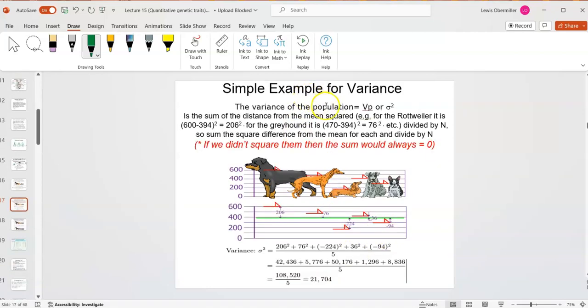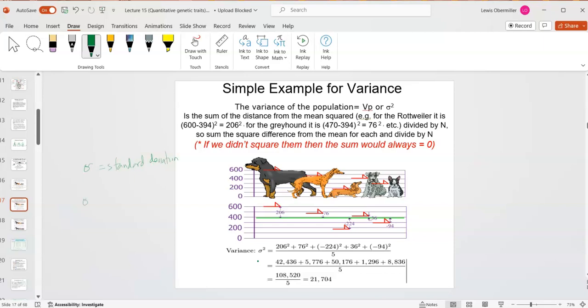So for variance, we want to look at the variability in the population. So for variance, this symbol is standard deviation. And if you've taken a math class, you probably know it.